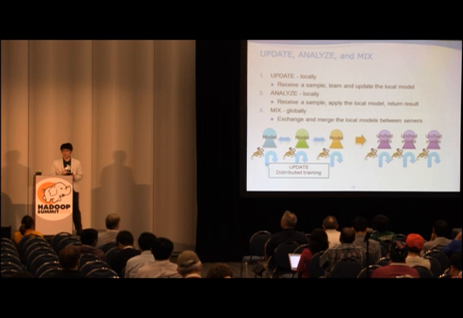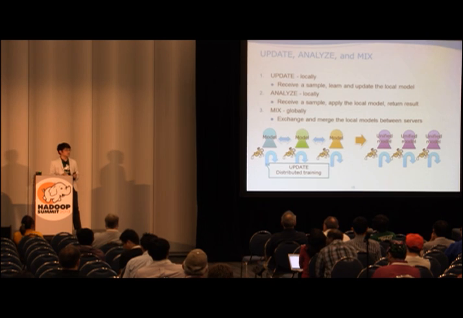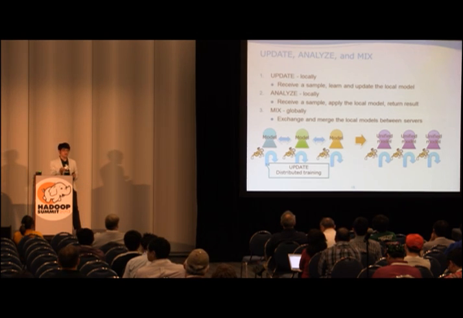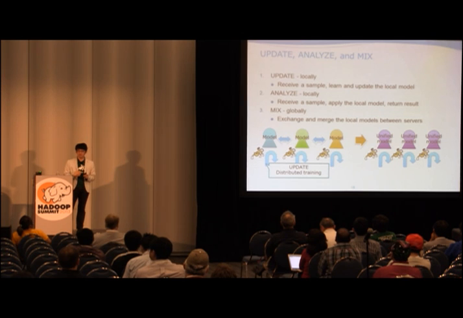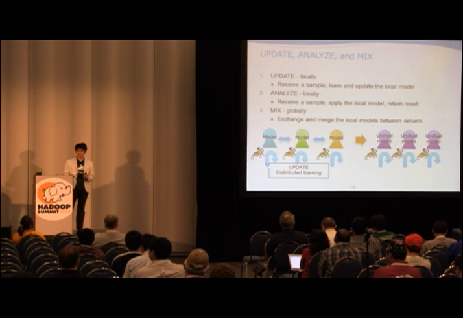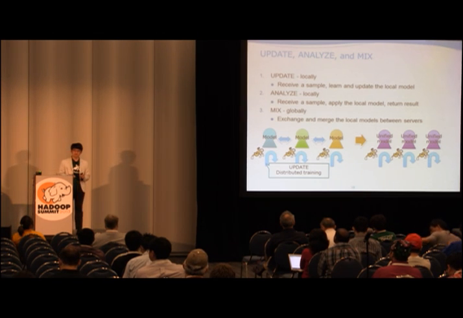On the right-hand side, we also have the analyze operation, which corresponds to prediction using the learned model on each sample. We take each sample, send it to one server, and get the prediction result from the server. The point is that these operations are completely local, so you can improve the scalability just by adding more servers. There is almost a linear scale-up with the number of servers when using Jubatus.